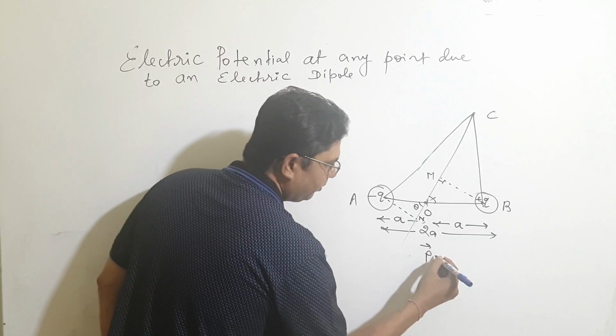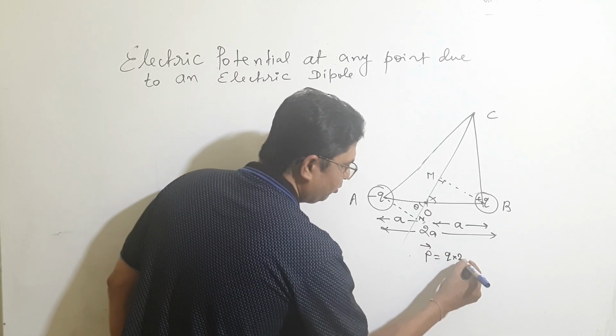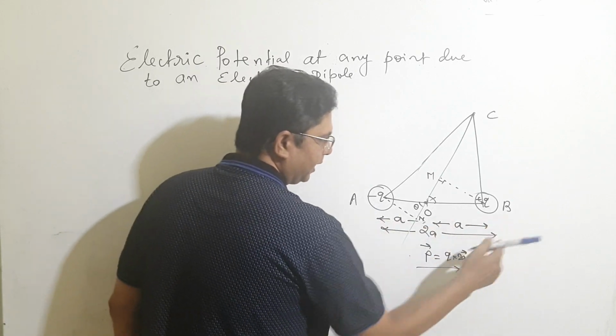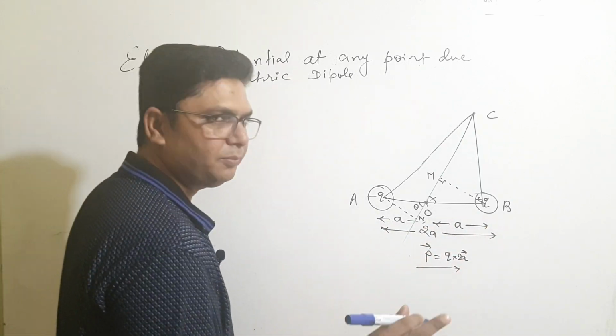P is the dipole moment. P equals Q into 2A. Direction is from the negative to the positive side. So the dipole moment is written here.